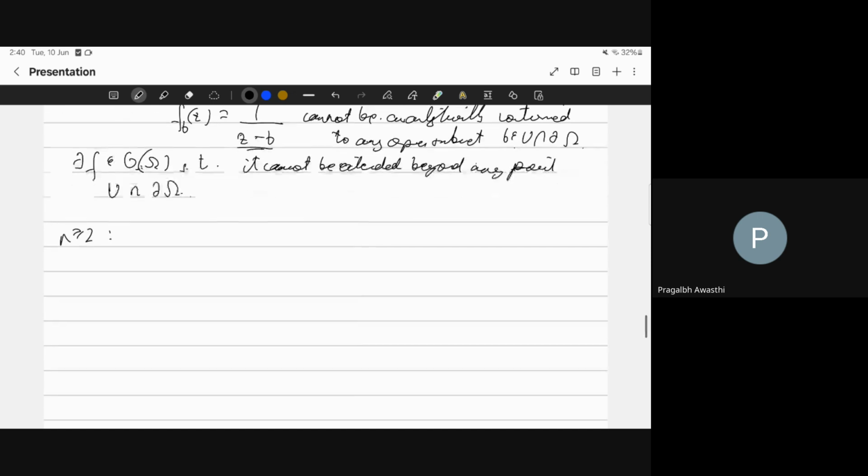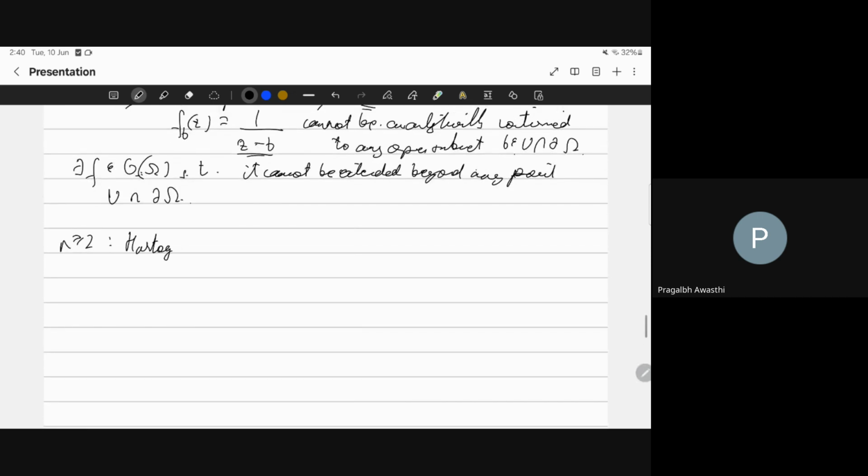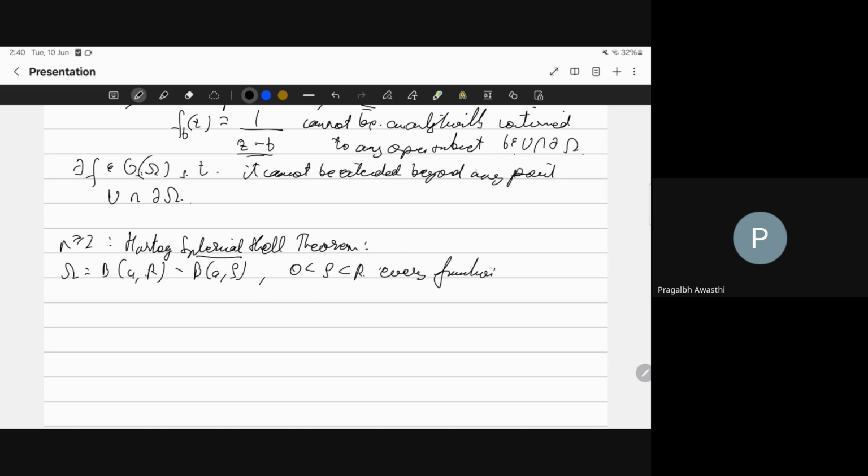For n greater than or equal to 2, the first theorem is the Hartogs spherical shell theorem. So what does this theorem say? That for omega equal to B(0,r) minus the closure of B(0,rho), where 0 is less than rho is less than r, every function f which is holomorphic on omega can be extended analytically to the entire ball, right? Which is a very special thing.